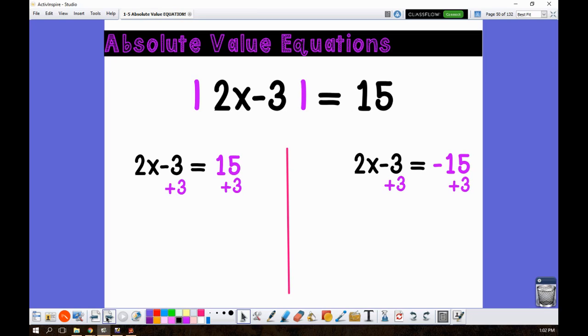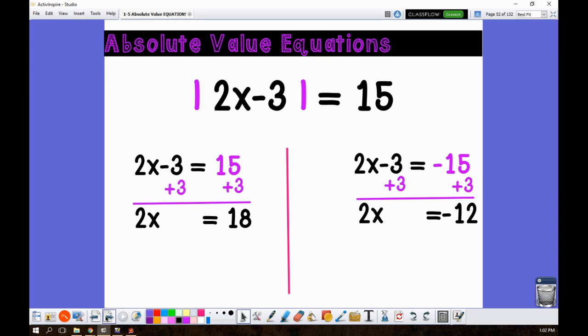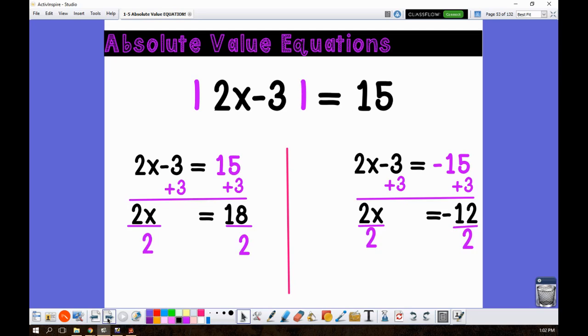So I'm going to add 3 to both sides. I want to get x alone. When I do that, I get 2x equals 18 over here. On the other side, I get 2x equals negative 12. And now I'm going to divide by 2. On the left side there, I get x is equal to 9. And on the right side there, I'm going to get x is equal to negative 6.